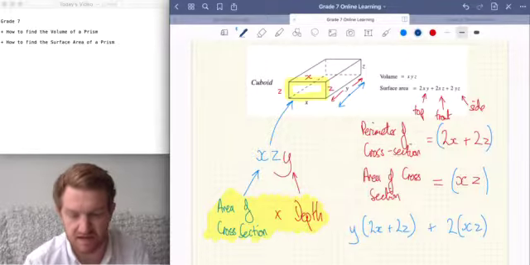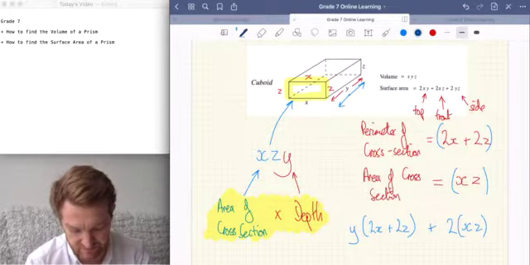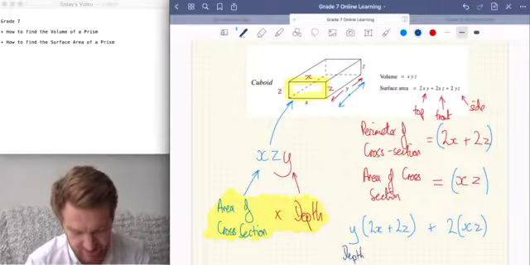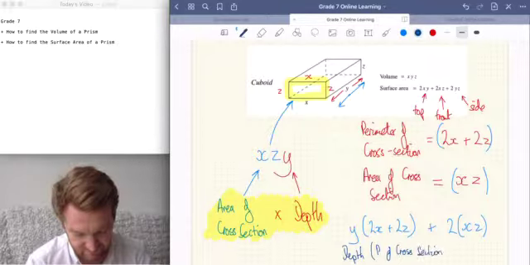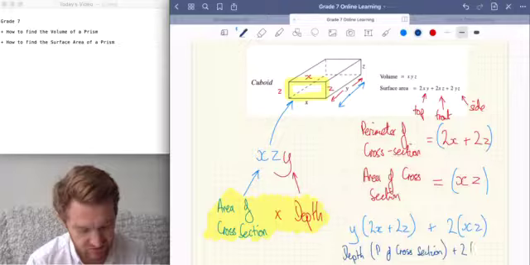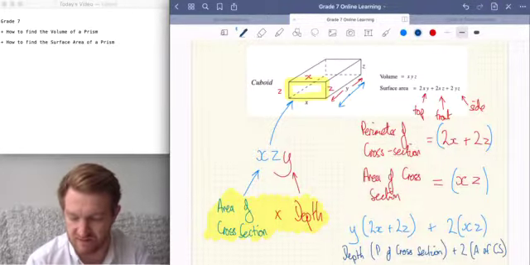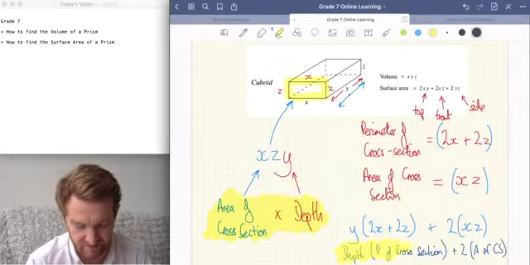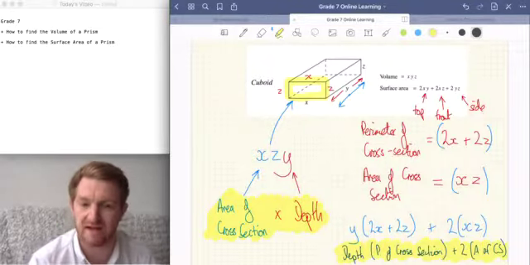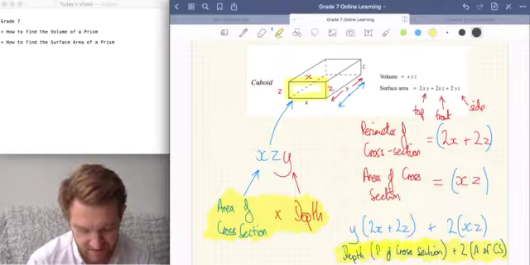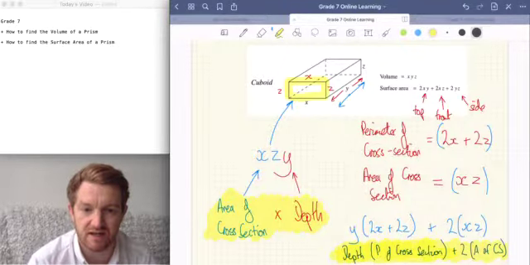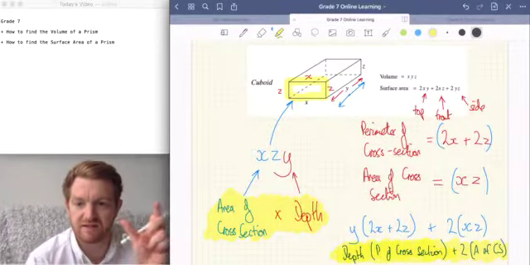That means that we can now use this for any other prism. This here is the depth, y, times the perimeter of the cross section, and we also need 2 of the area of the cross section, 2 of the bits on the front. So we need all the way round and the front and back. Essentially that first bit here, which you can see me colouring in, is the middle. So it's like the middle plus the front and back.